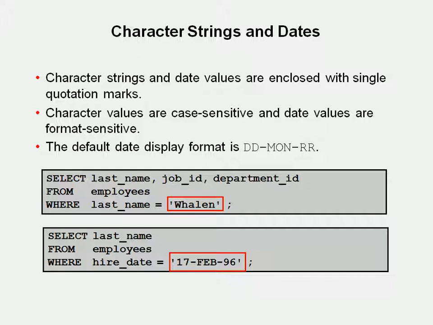If there is a column alias, that must be enclosed in double quotation marks. Clear? But if there is a character string, that must be enclosed in single quotation marks for searching purposes. This is the difference between a column alias and a character string. If there is any character string, that must be enclosed in single quotation marks, and if there is a column alias, that will be in double quotation marks. Character values are case sensitive and date values are format sensitive.